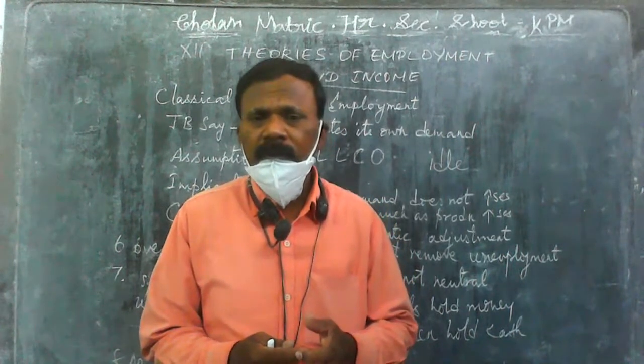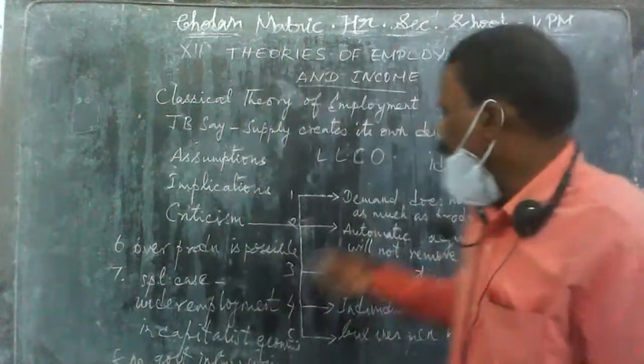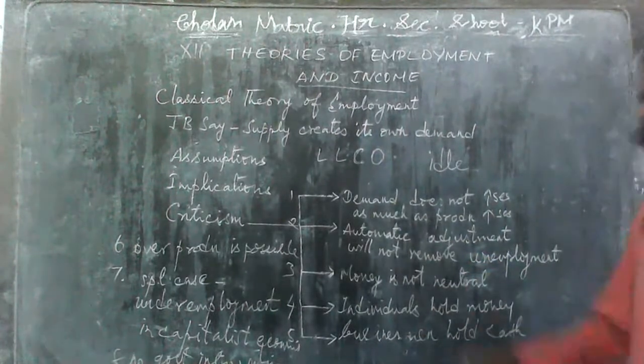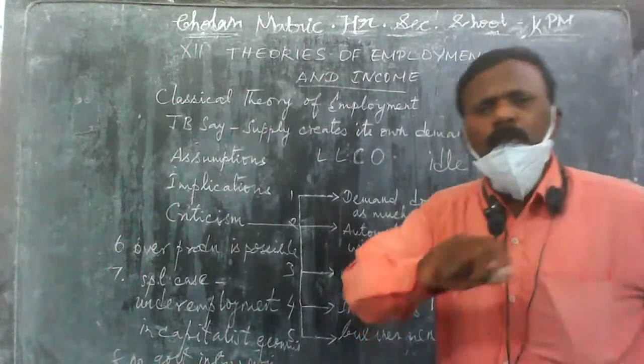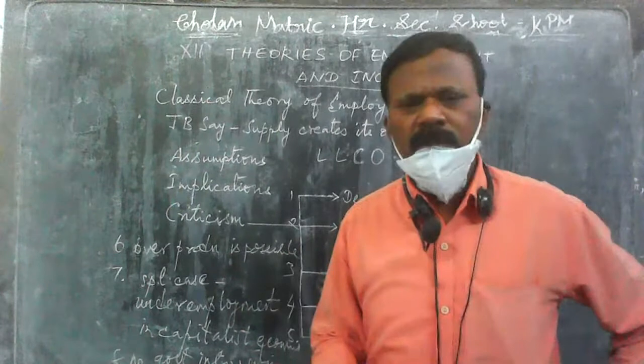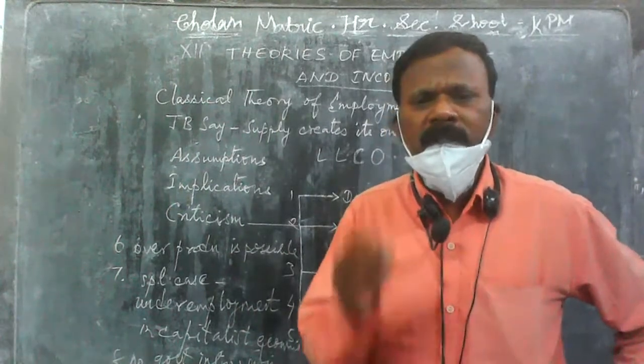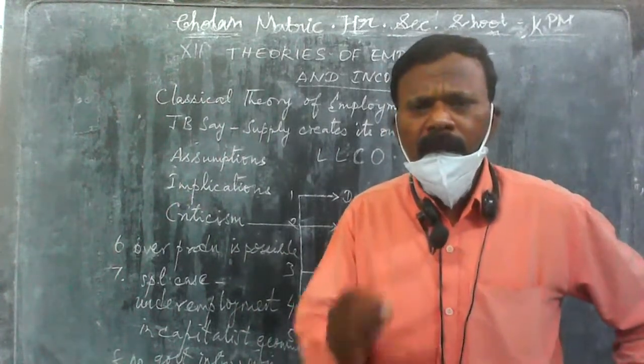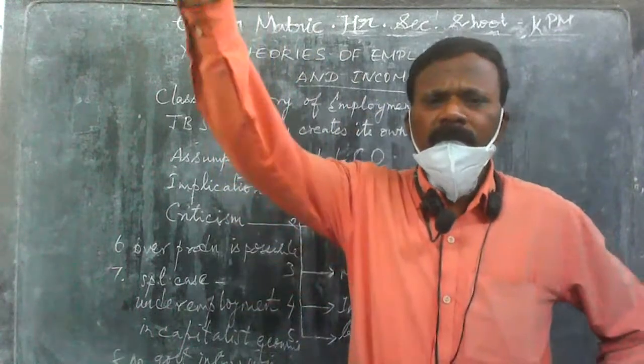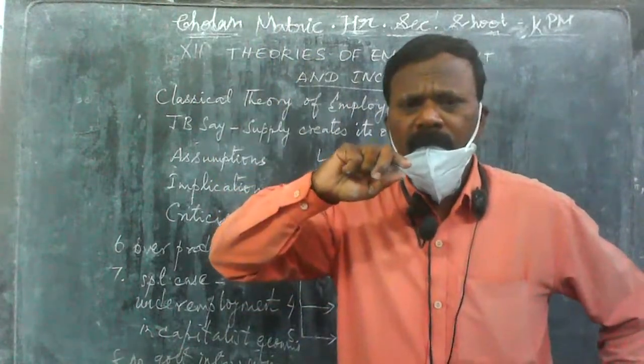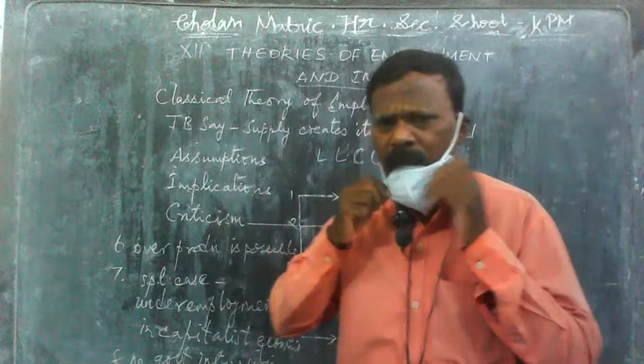That is why, in the second criticism, the automatic adjustment process will not remove unemployment. So unemployment can be removed only by an increase in the rate of investment. Have you understood this? Yes.